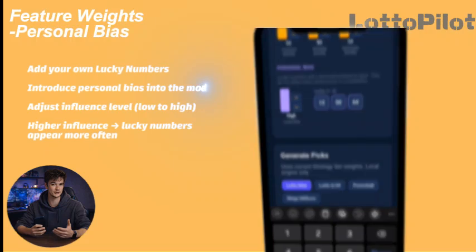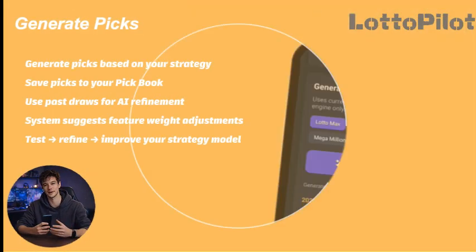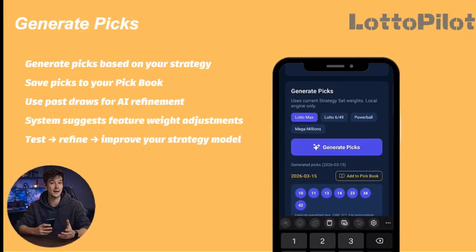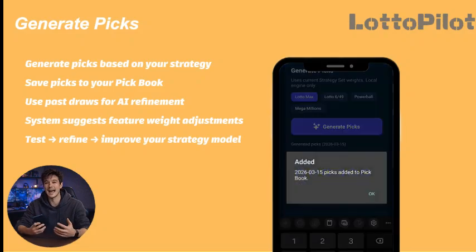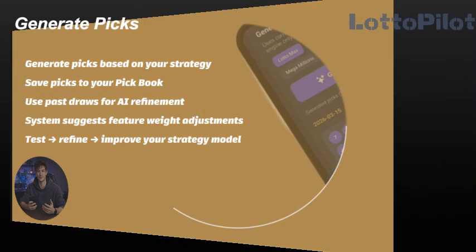After setting up your feature weights, choose the lottery game you want to play. Here, I'm using Lotto Max as an example. Click Generate Picks, and the system will automatically generate a set of numbers based on your strategy settings. You can then add these picks to your pick book for future reference.